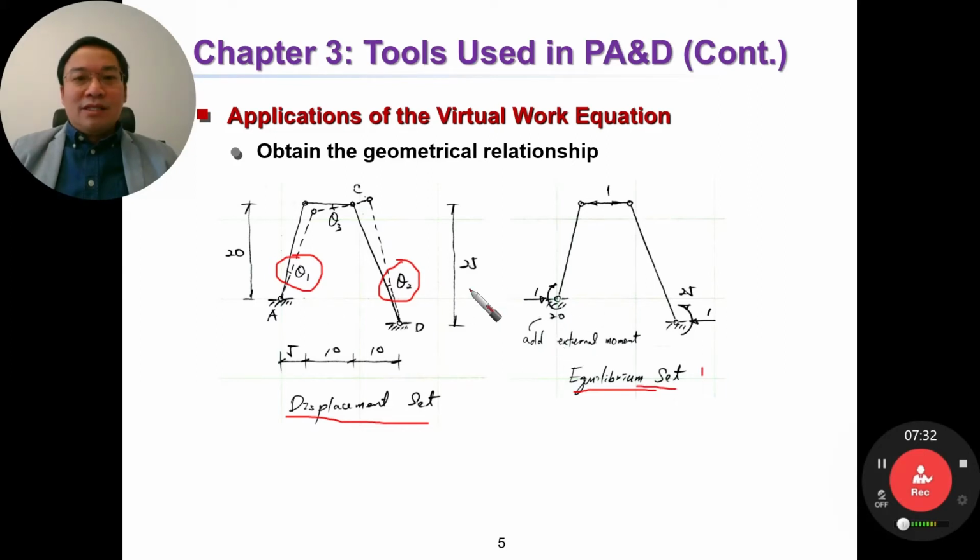Now using this, we have the displacement set and the equilibrium set. Now we make the virtual work equation. Let's say the external work equals the internal work. So what is the external work and what is the internal work?